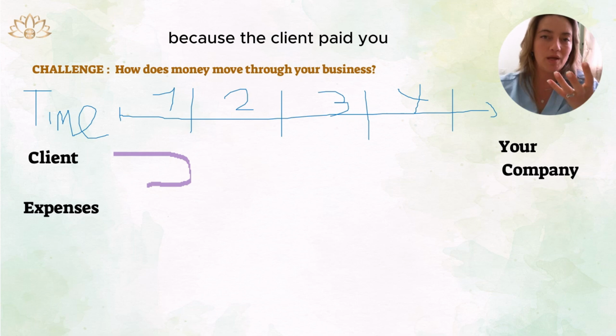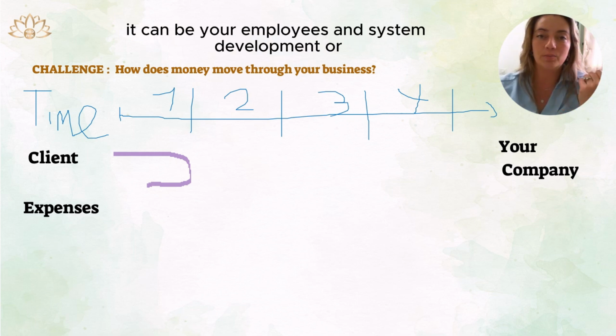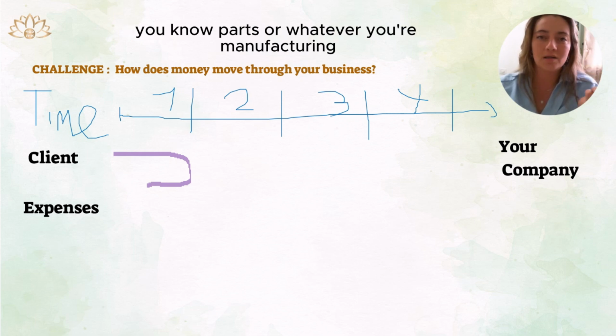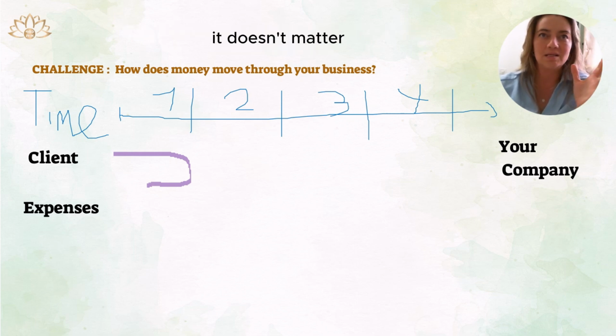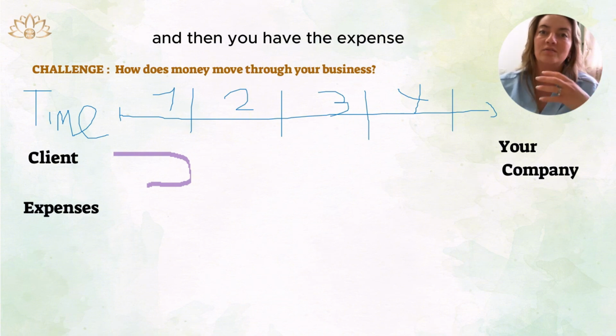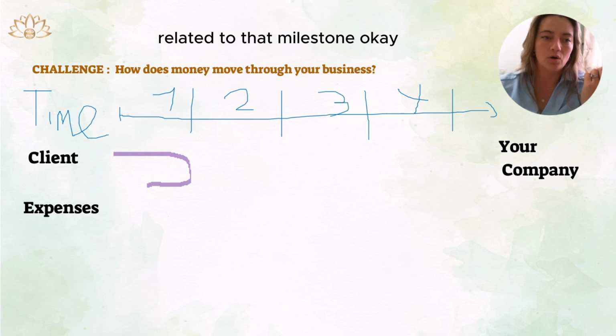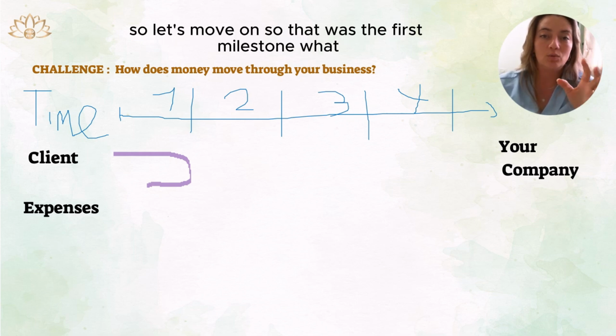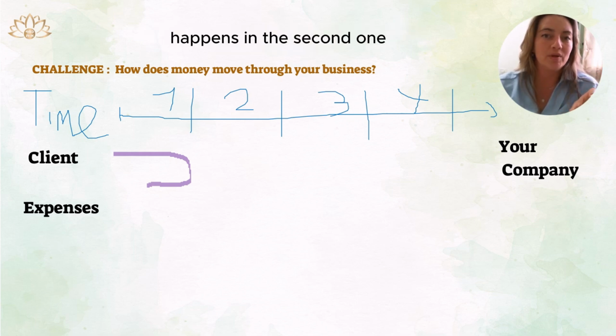Because the client paid you, but now we have expenses. It can be your employees, system development, or parts, or whatever you're manufacturing. It doesn't matter. There's an income at each milestone, and then you have the expense related to that milestone. Okay, so let's move on. So that was the first milestone. What happens in the second one?